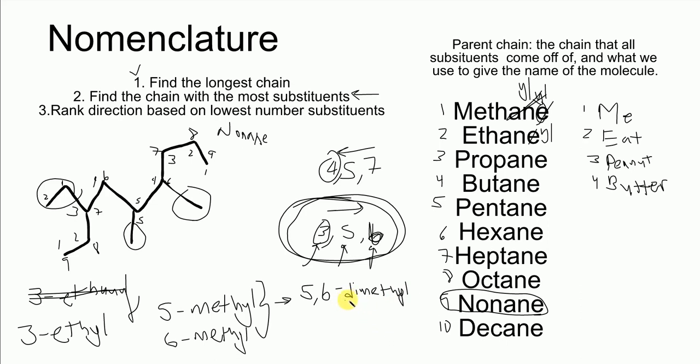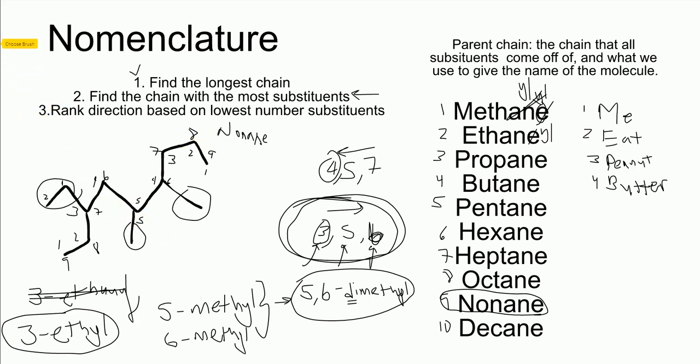You have to add the number of methyl groups. So if I had 3, I would say tri. If I had 2, I say di. If I have 1, you just say methyl. Okay? You don't have to say monomethyl. So these are the substituent names that we're going to use in the chain. Okay. All right.